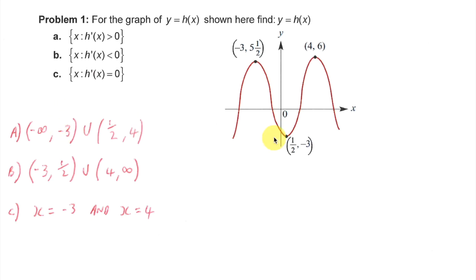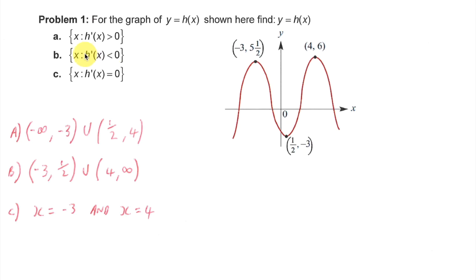The second section of the graph where the gradient is positive, so going up towards the right, is here. So I start from a half and I go to 4. Again, I'm not including the turning points. So it's from a half to 4. Circular brackets are used to show that I'm not including the half and I'm not including the 4. These two different sections are in union, so I use the union symbol here. It's negative infinity to negative 3 in union with a half to 4.